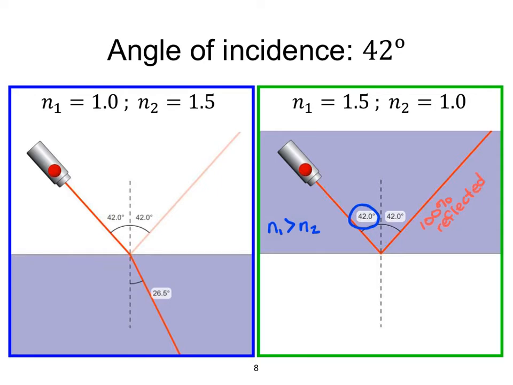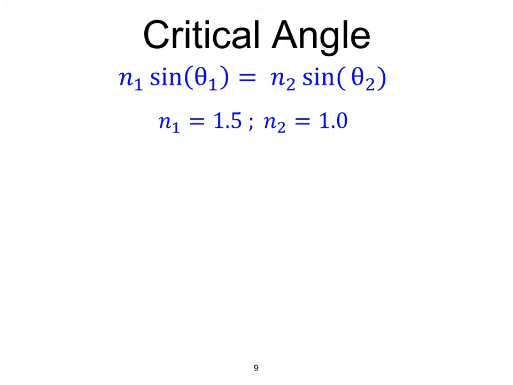Notice that this is not a problem for the ray in the left diagram, where n2 is greater than n1, because the incident light will reach the 90-degree limit long before the refracted light does. We can use Snell's law to see why this is happening from a mathematical point of view, and to determine the exact angle where the refracted light got cut off.